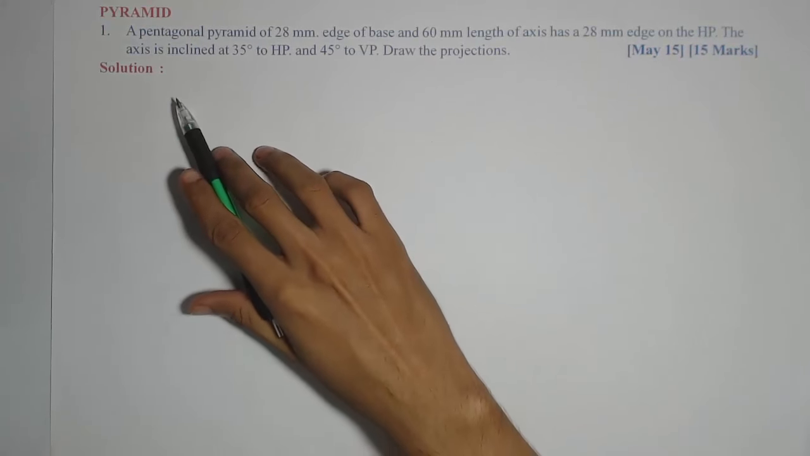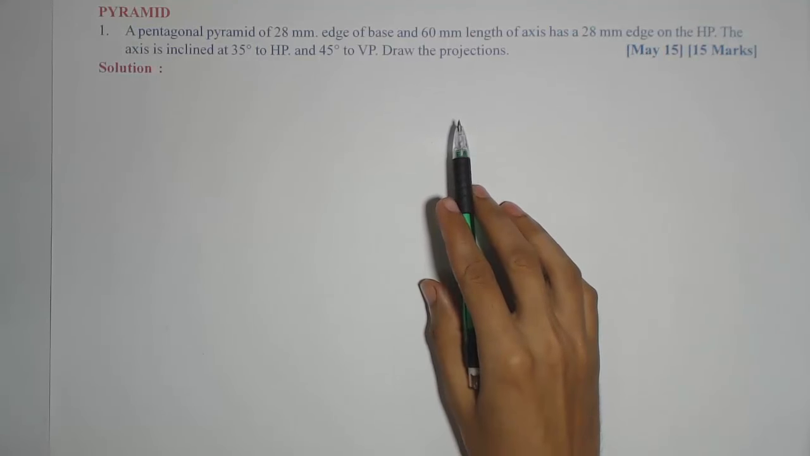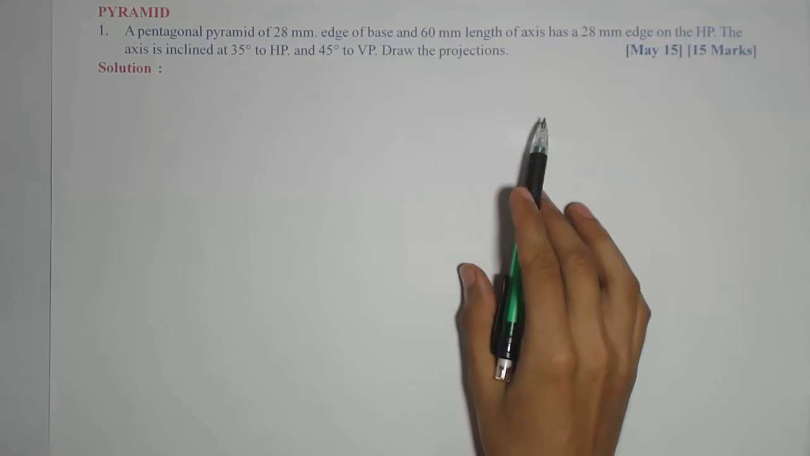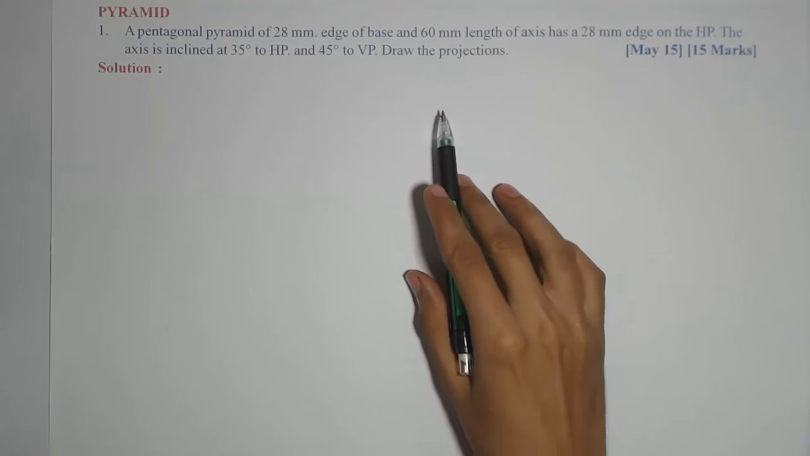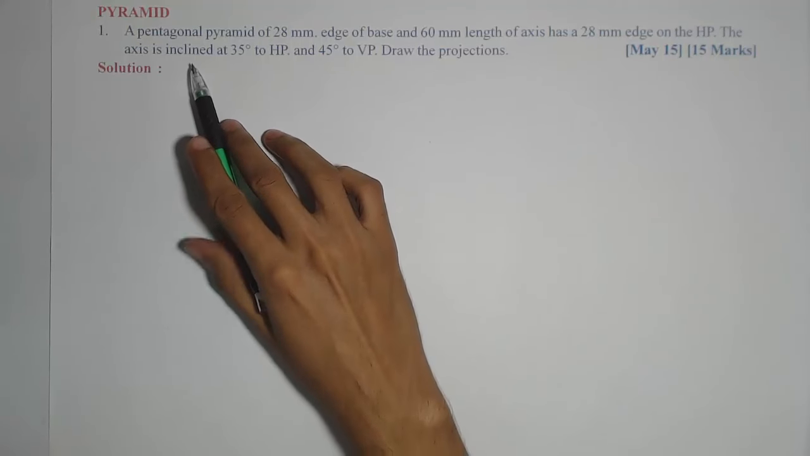Now starting with the next type of solid, which is the pyramid. As I said earlier, prism and cylinder are asked for 2 stages, but pyramid will be asked for 3 stages. So this particular problem will carry 15 marks. So we will start with the first problem.